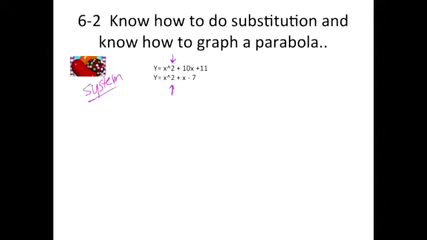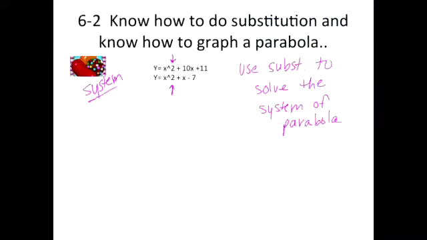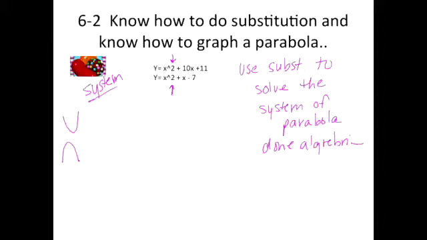So what we are doing now is we are going to use substitution to solve the system of parabolas. This is all done algebraically.